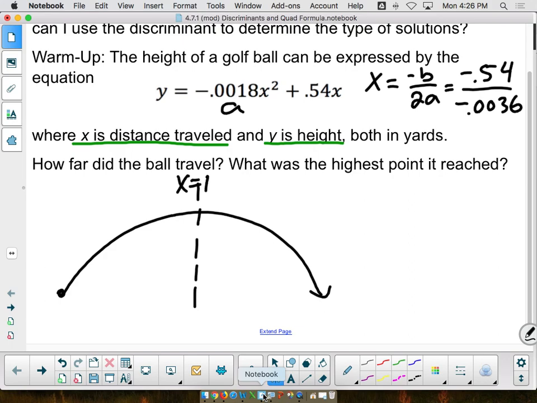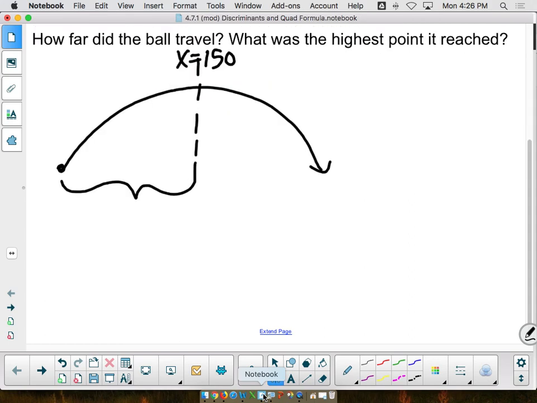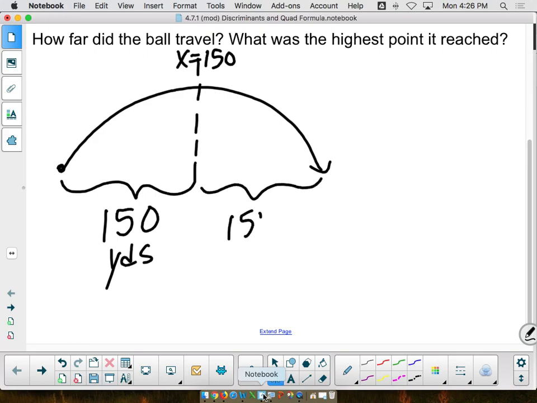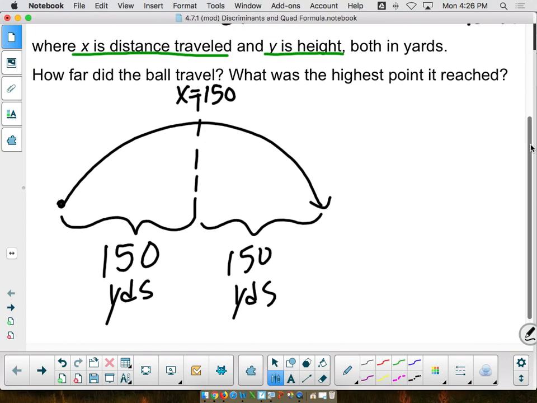x equals 150 means the horizontal distance the ball traveled was 150 yards. So it took 150 yards of travel to hit its highest point, which means it must have traveled another 150 yards. So we can answer the second question right away. How far did the ball travel? The ball traveled 300 yards total.